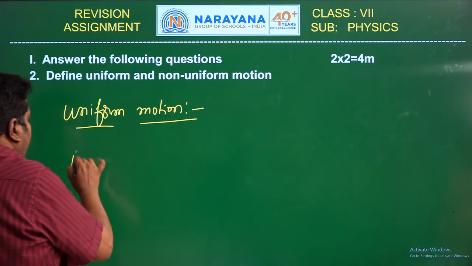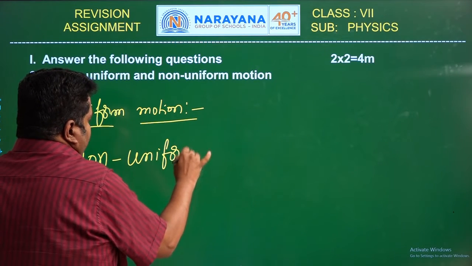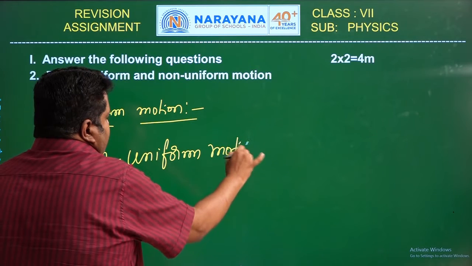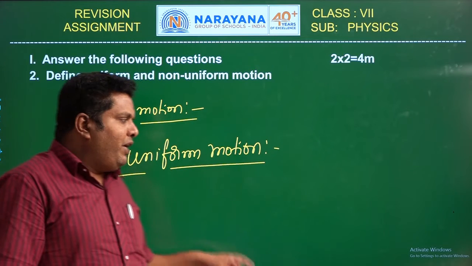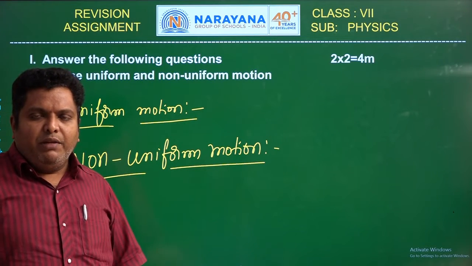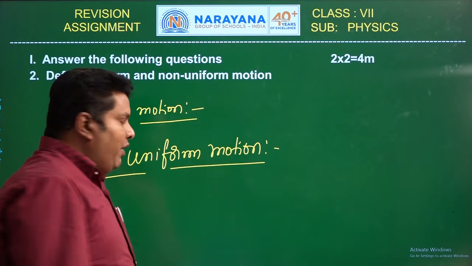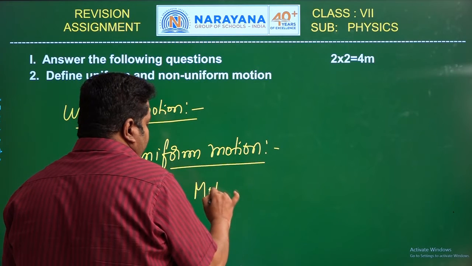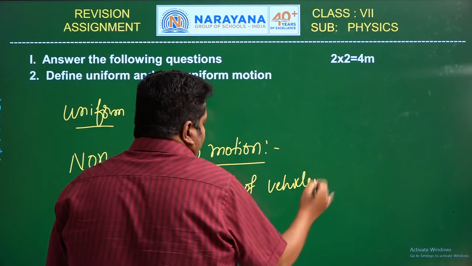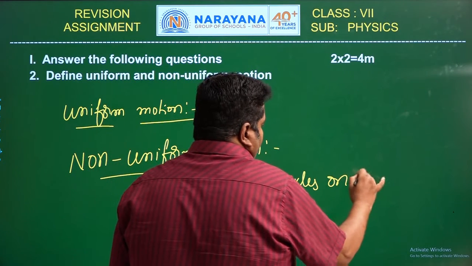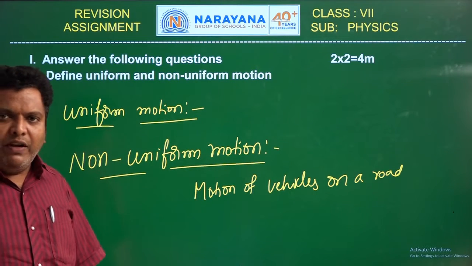Now let us see the non-uniform motion. A body covers unequal distances in equal intervals of time, or equal distances in unequal intervals of time. Then the body travels with non-uniform motion. The example for non-uniform motion is the motion of vehicles on a road. It is the best example for non-uniform motion, as it covers unequal distances in equal intervals of time.